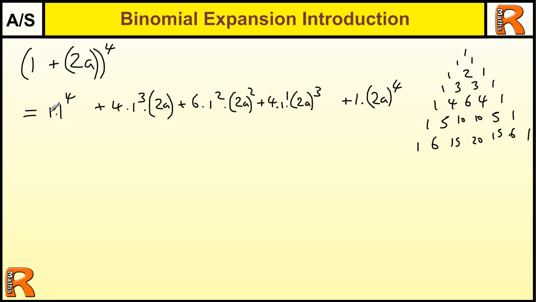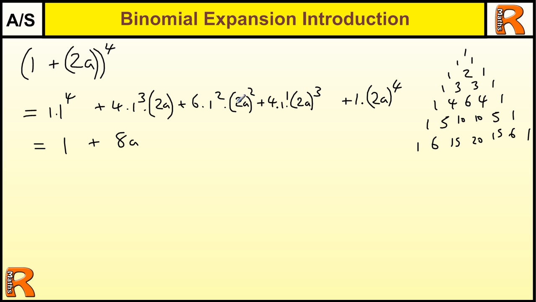Okay, let's tidy that up a little bit, let's talk it through. 1 lot of 1 to the power of 4 is just 1. 4 lots of 1 to the power of 3 times 2a. 4 lots of 1 to the power of 3, well, that's 1 times 4 is 4. And then we times them by that 2 to make 8a. 6 lots of 1 squared, so 6 times 1 is 6.